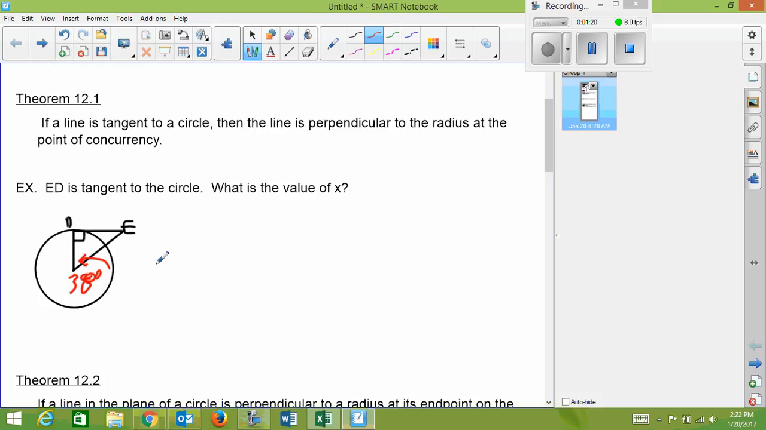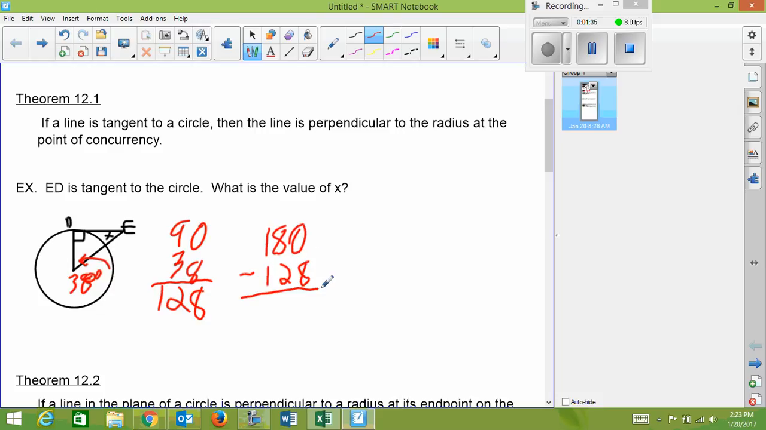So then I should be able to find my x, which is this one. So I have 90 plus the 38, which is 128. And then I just need to remember that triangles have 180 degrees in them. And I subtract 128 from 180. 52 degrees is your x in that example.